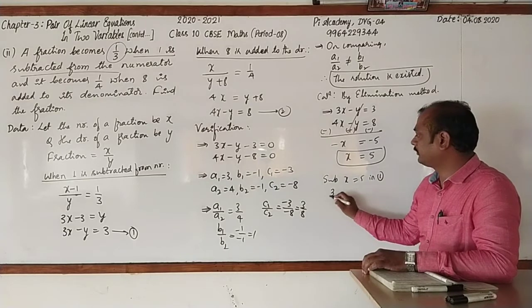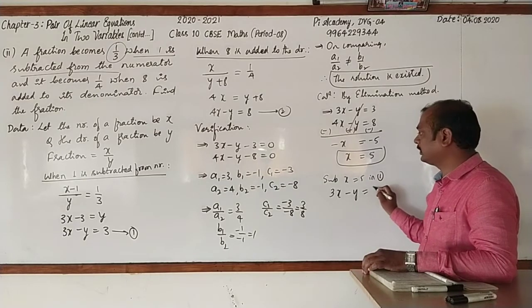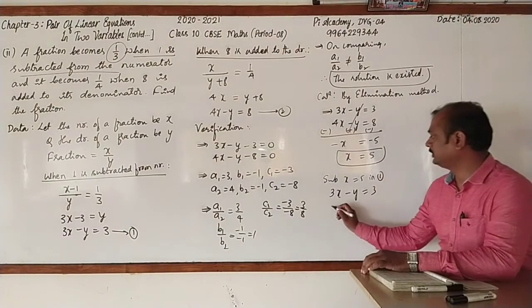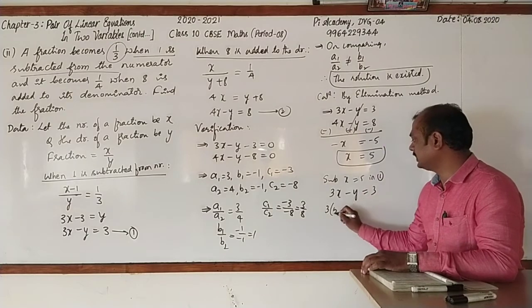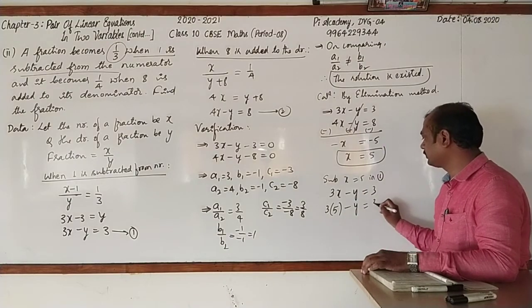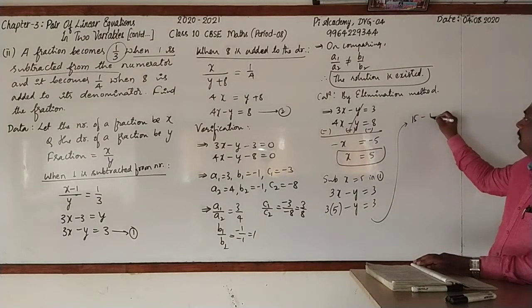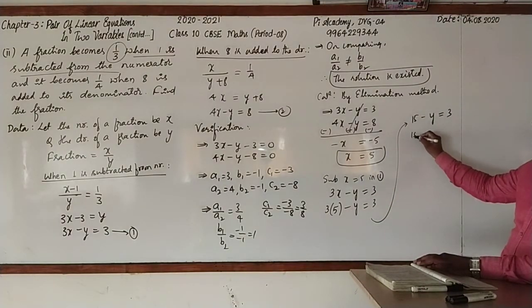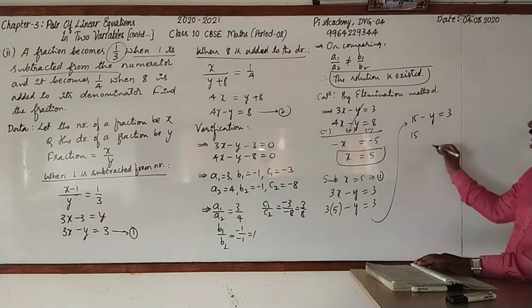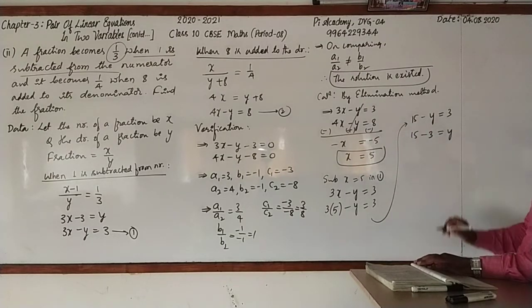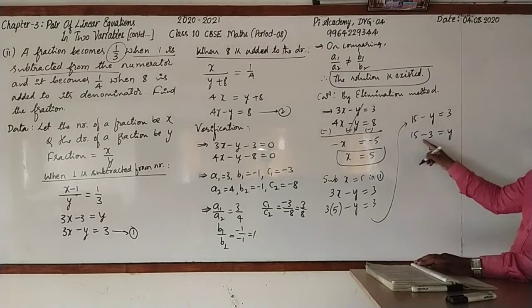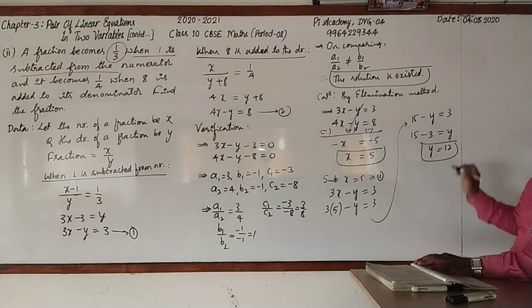I'll take the first equation, 3x minus y equal to 3. Then 3 into where x is 5 minus y equal to 3. Then 3 5s are 15 minus y equal to 3. 15. Transfer 3 to the left hand side. Minus 3 equal to y. Then y equal to 15 minus 3 is 12.